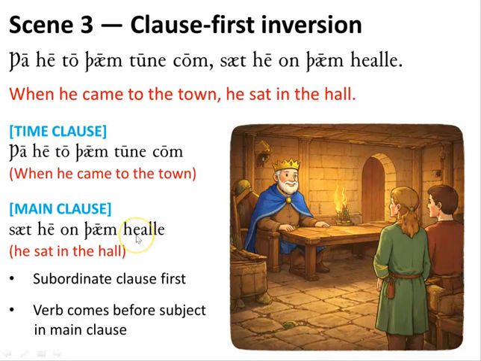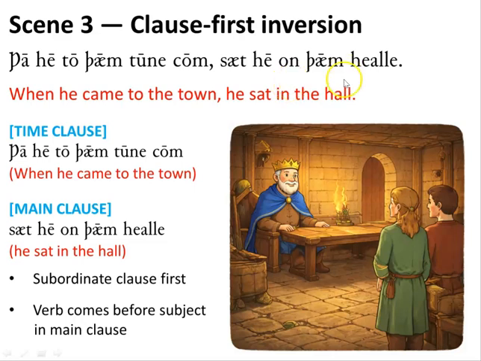Now, the actual main clause, this could have been rewritten, and the time clause could have appeared at the end after healle, in which case you would have hē, subject, sæt, the verb, he sat, so verb second, on þǣre healle, comma, þā hē tō þǣre tūne cōm, or even without the comma.